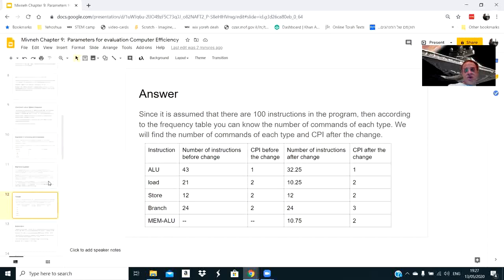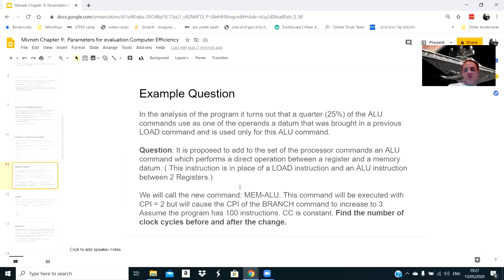So that sounds great. Let's do that. Even if we get 25% improved, that 25% got improved. So that's great. But there's a cost. The CPI of a branch will change from being 2 to being 3.